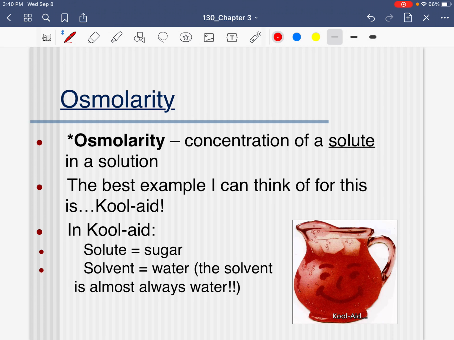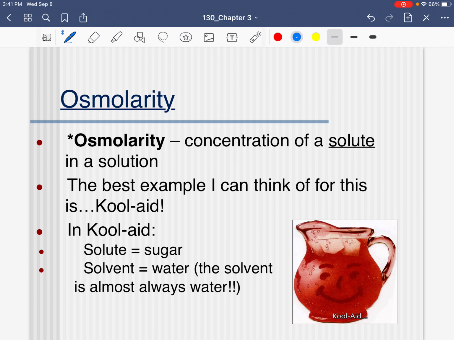Now, osmolarity has a lot of different definitions. The definition that I'm using is pretty simple, still correct, but it is really tailored to what we're talking about. So the definition I like to use for osmolarity is the concentration of a solute in a solution. And I like to use good old-fashioned Kool-Aid. Let's break these things down.